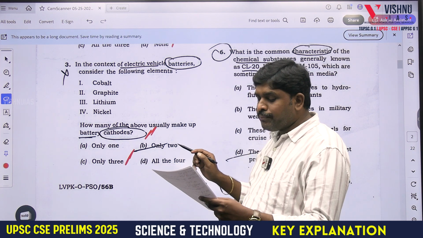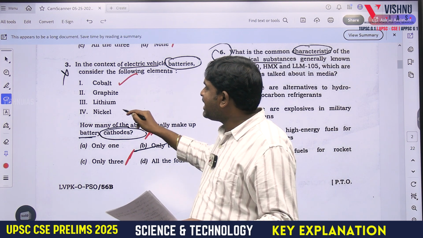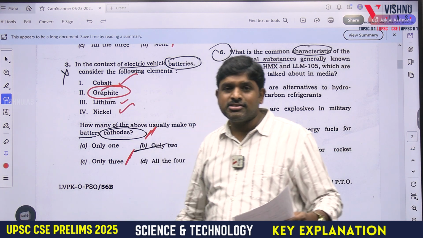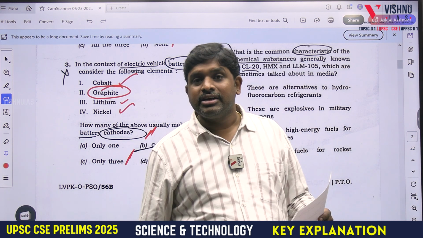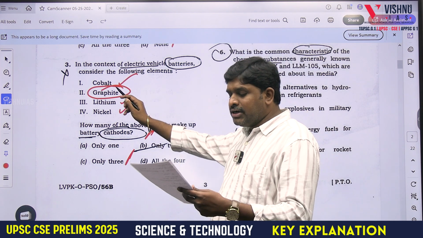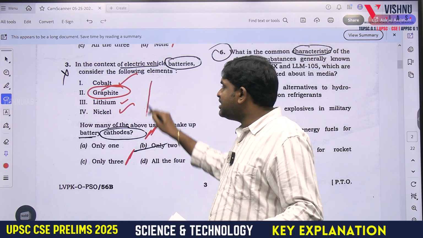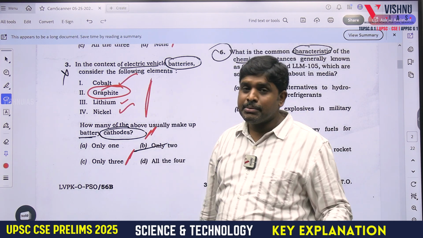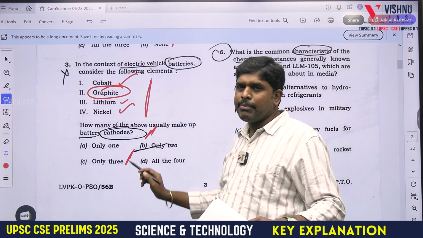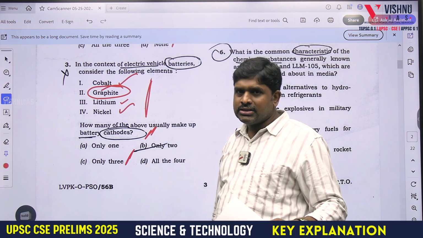So it is cobalt, nickel, lithium. Graphite is too much, no? Graphite is something like diamond. Graphite is very, very powerful. So it is cobalt, lithium and nickel. These 3 are useful in manufacturing battery cathodes. So battery cathodes are manufactured by cobalt, lithium and nickel. So these are the third question.